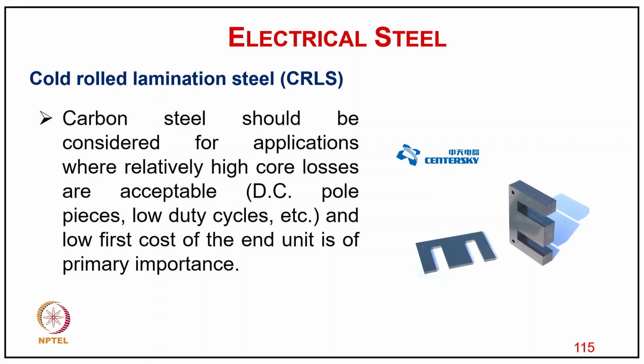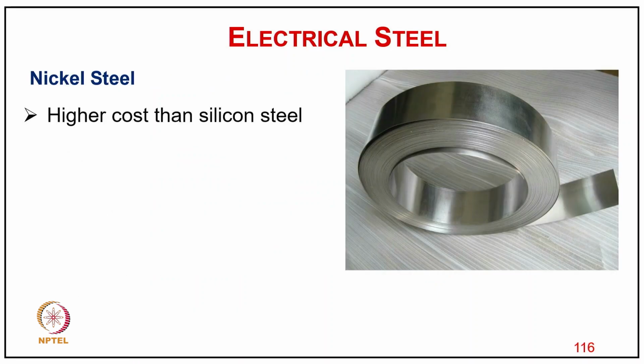Then of course, cold rolled laminations are still called CRLA, and you can see the laminations typically used for induction transformers. Carbon steel should be considered for applications where relatively high core losses are acceptable, like in DC pole pieces, low duty cycle, and where the first cost of the end unit is of primary importance, having the lowest cost and higher core losses.